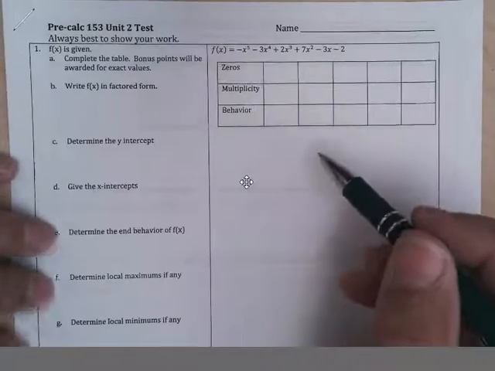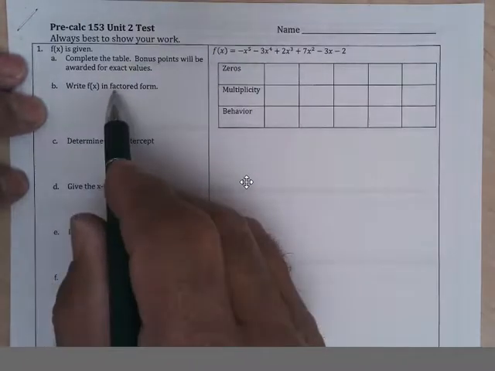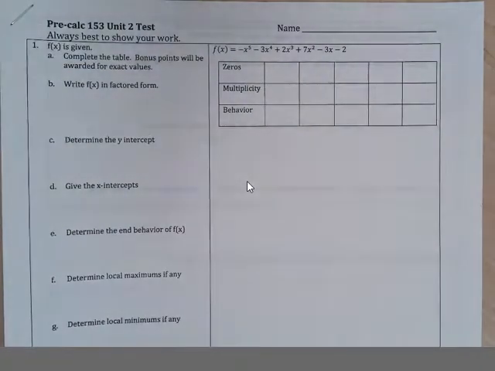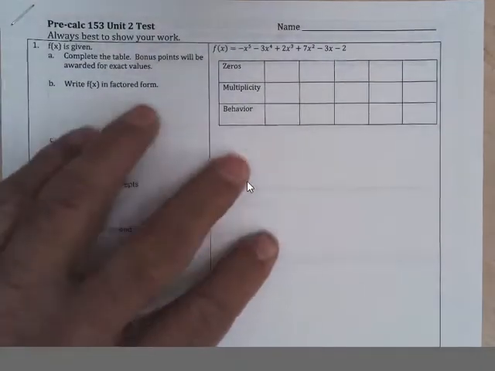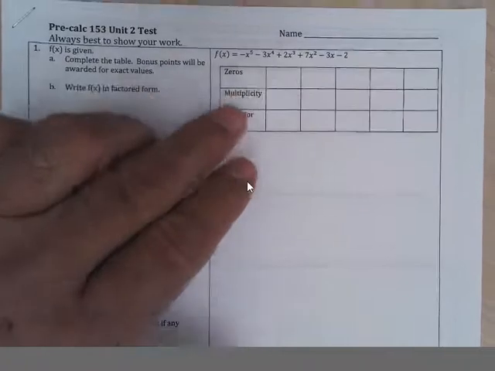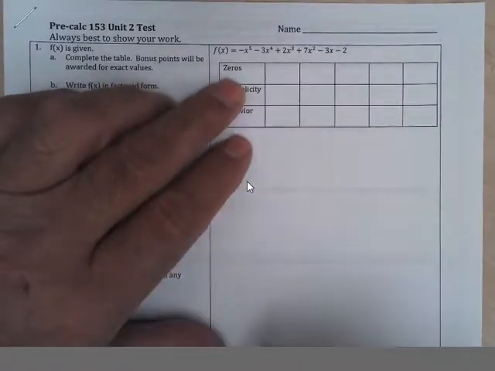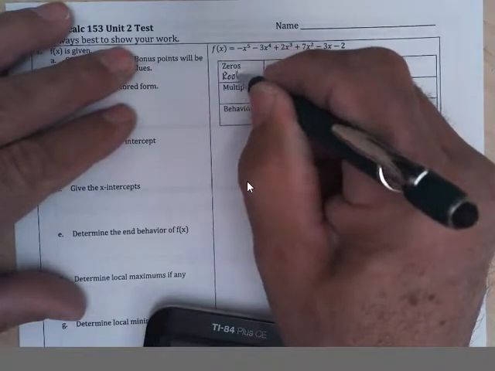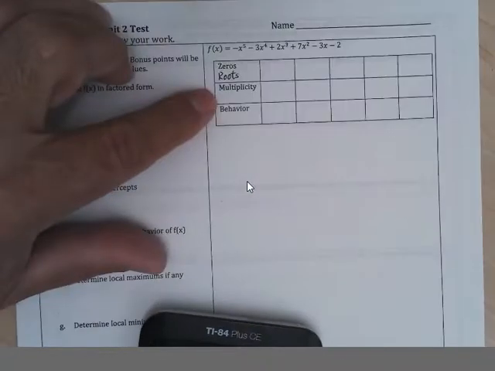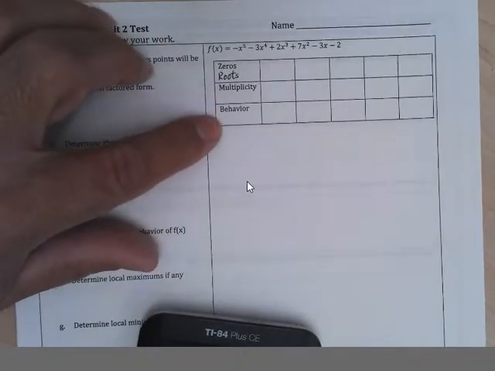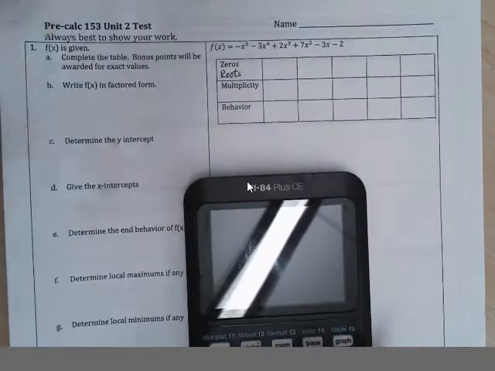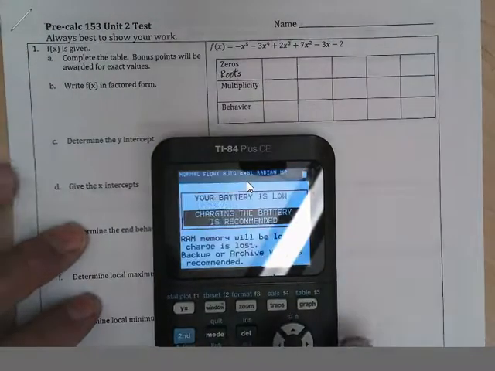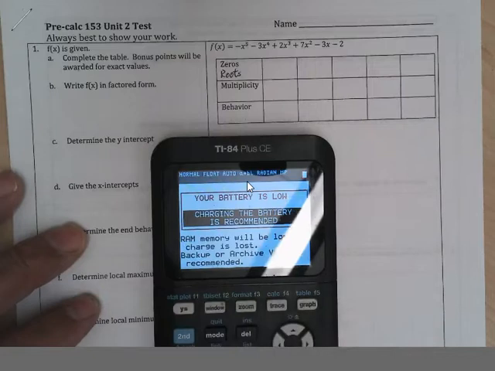Let's go over the test for Unit 2. So the first problem is we need to factor this, which means we need to know its zeros or roots, their multiplicity, and the function's behavior at those roots. Is it going straight through or at an angle or something?